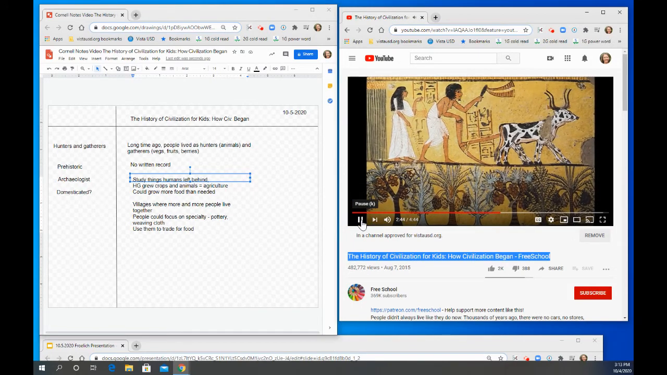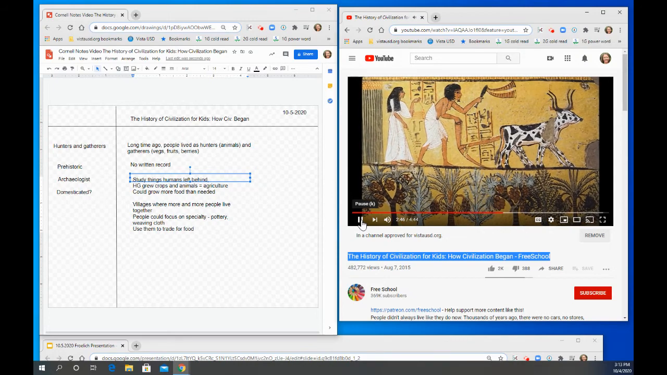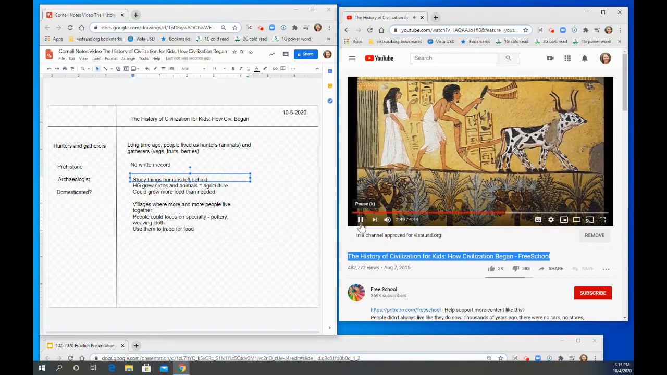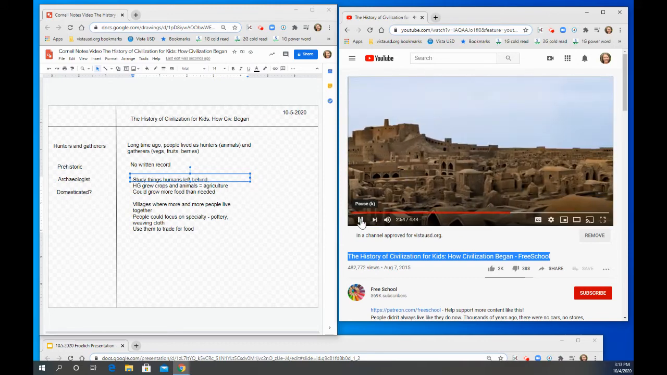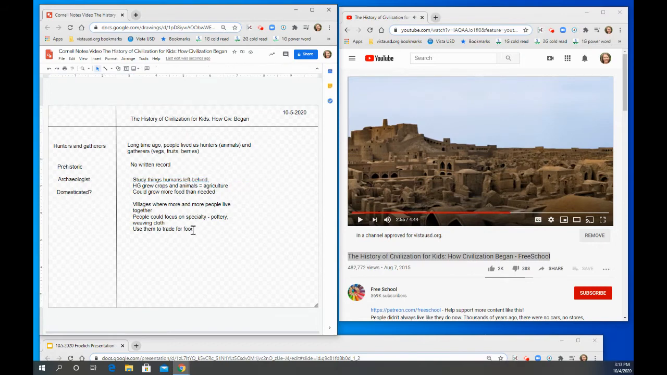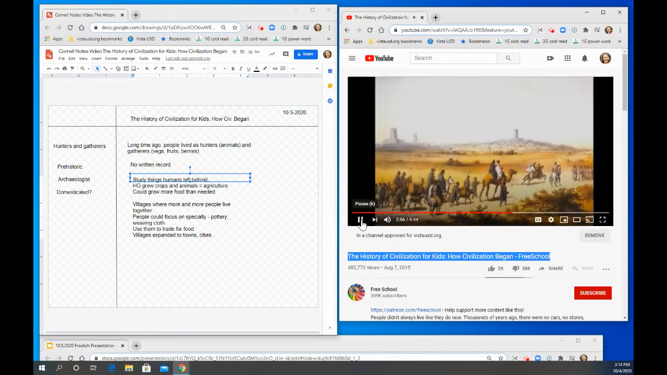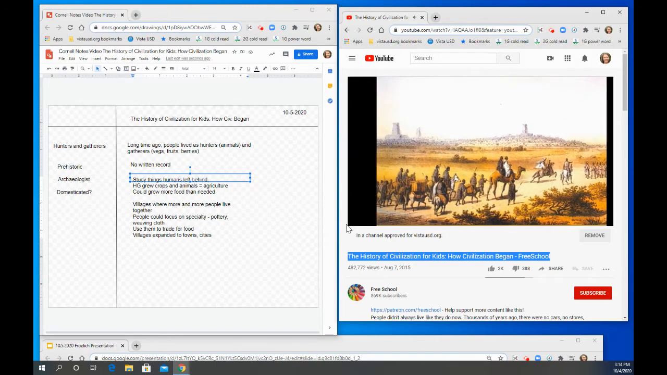As technology improved and inventions like the wheel and irrigation allowed people to grow even more food, villages grew bigger and became towns and cities. All right, so they started making inventions, which led them to grow their villages into towns and their towns into cities. I'm going to put on my notes, villages expanded to towns and cities. That means they got bigger. People began trading with people from other cities and then with places very far away.